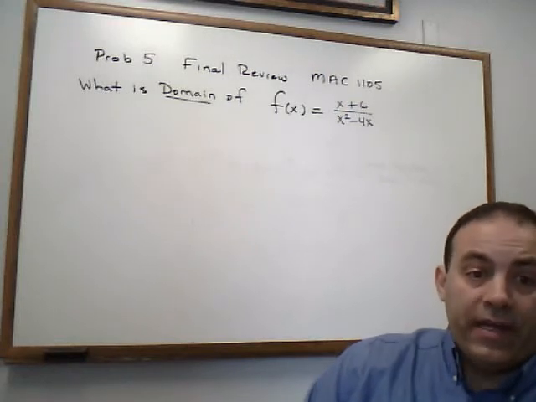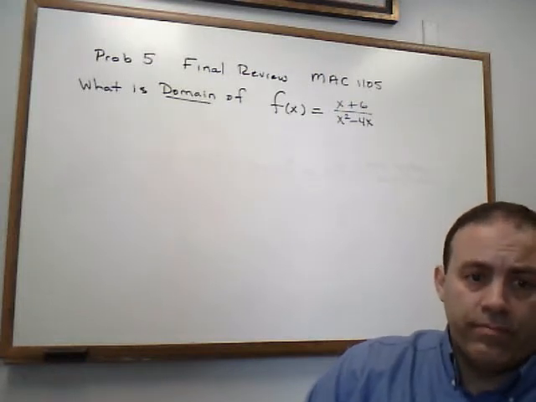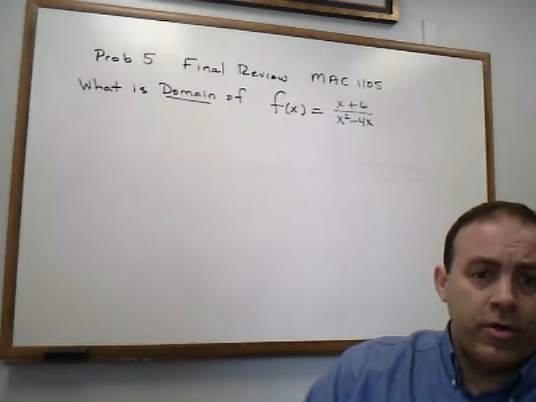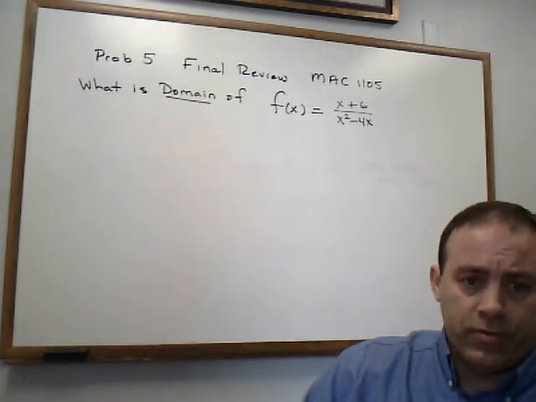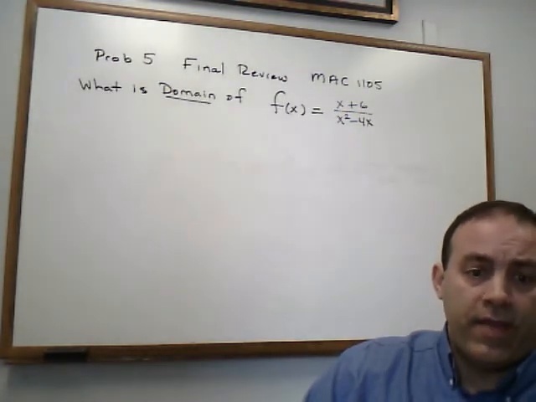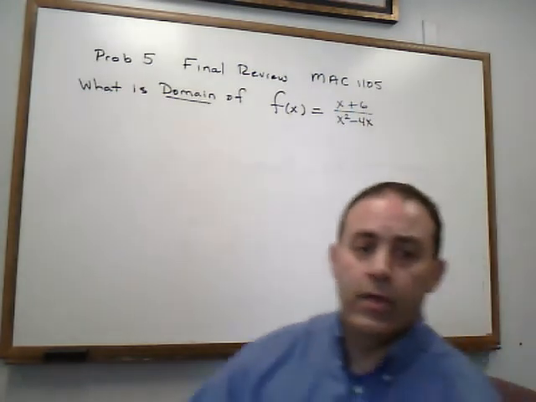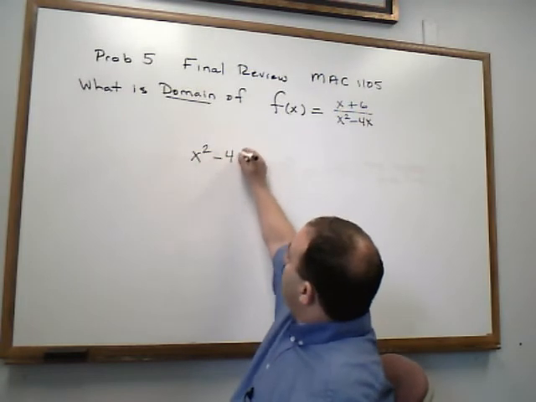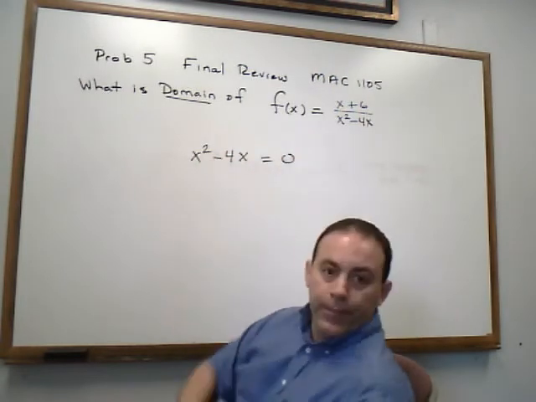Problem 5 on your final exam review for college algebra asks you the domain of a rational function. Rational functions are one of the types of functions we discussed that have domain restrictions. We find those restrictions by setting the denominator of that rational function equal to 0. So we start by setting the denominator, x squared minus 4x, equal to 0.